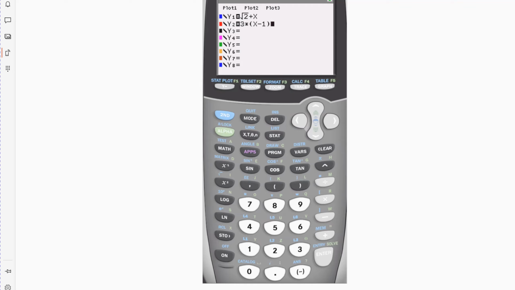I believe a standard window should work, so I'm going to just go ahead and hit graph. If I don't see the point where they intersect, then I have to make my window bigger. So we'll see if it shows up or not. It does, so I'm good. There's where my first line and my second line intersect. So remember, hit second, trace, first curve, second curve, guess. So second, trace, there we go.